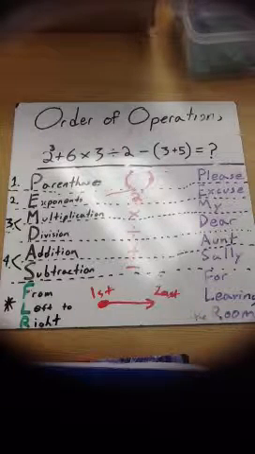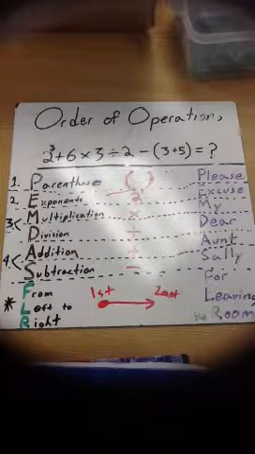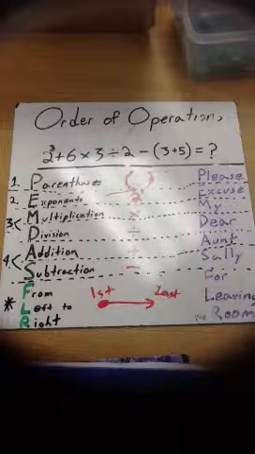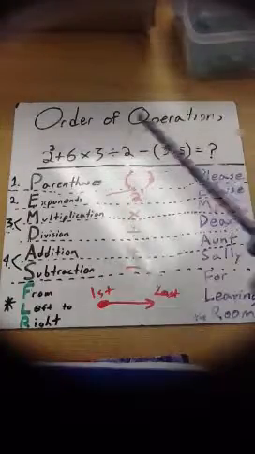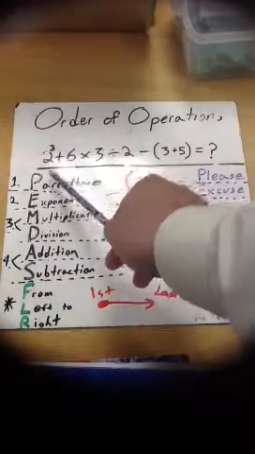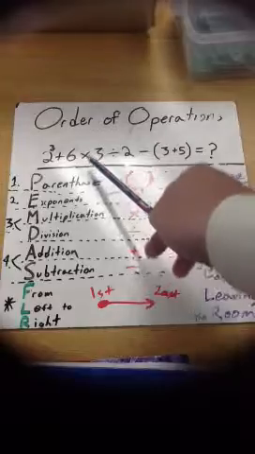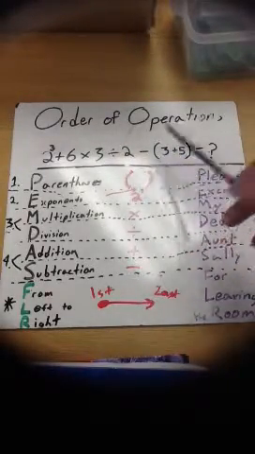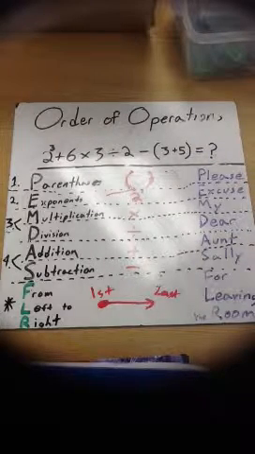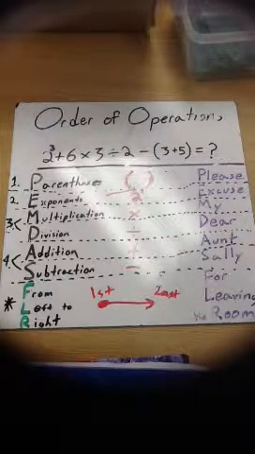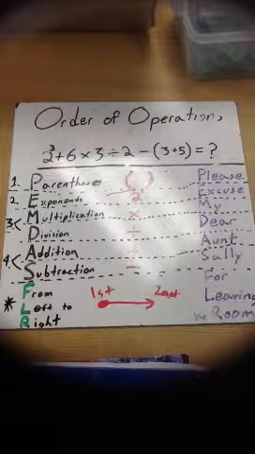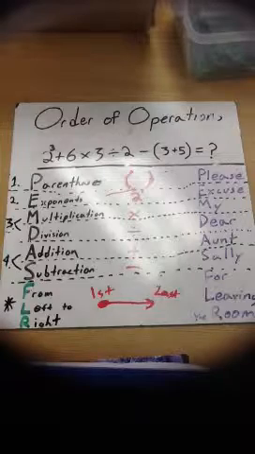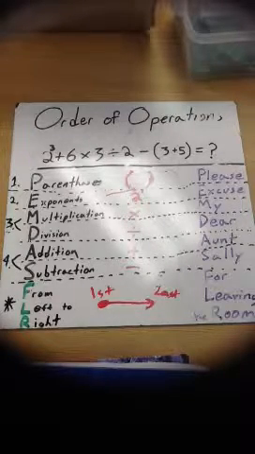This video will teach you how to solve multi-step problems using the correct order of operations. We're going to start with this longer, more difficult problem: 2 to the third power, or 2 cubed, plus 6 times 3 divided by 2 minus (3 plus 5) equals what? Well, this is a much longer problem than we're normally used to. There are specific steps that we take to solve these long problems and simplify them into just one answer.